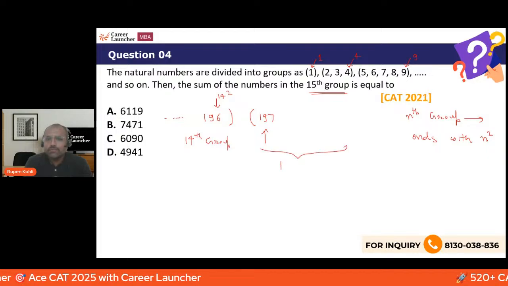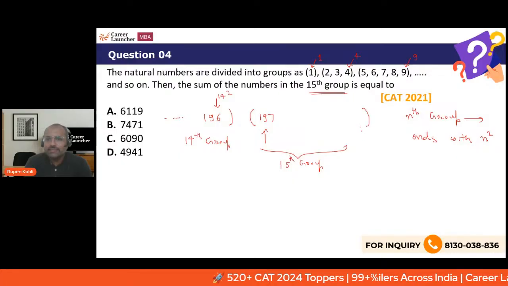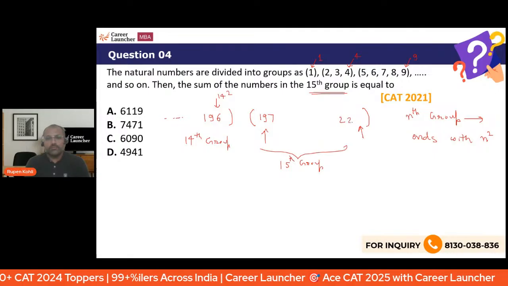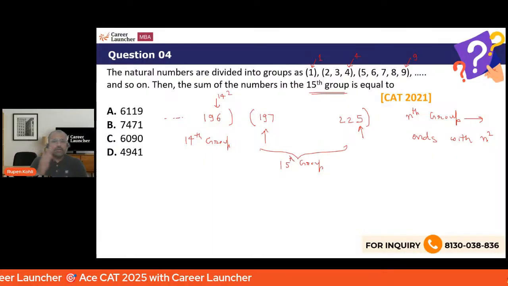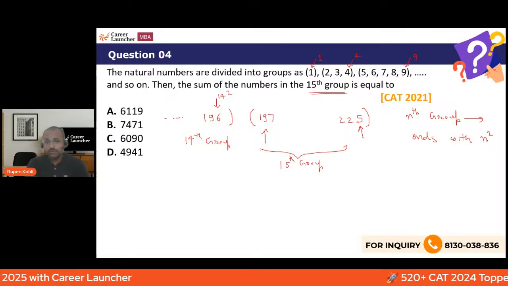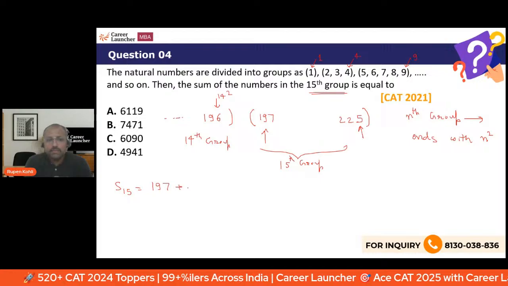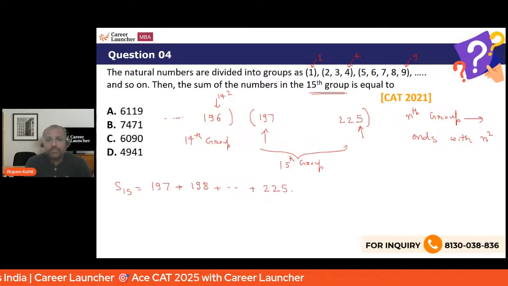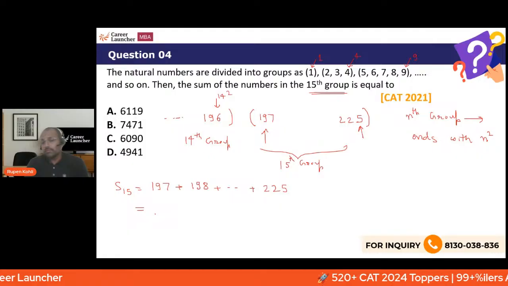Hence I know my 15th group is going to start with the next number, right? That's my start of the 15th group. And when does it end? What is the last number of the 15th group? 15 square, 225. Done. I just need to add the numbers from 197 all the way up to 225. That's all. So S15, the sum of the numbers in the 15th group, is therefore simply the sum of these consecutive natural numbers 197, 198, 199 all the way up to 225, right? So this is the sum of an AP. Sum of an AP is number of terms by 2 into first term plus last term.